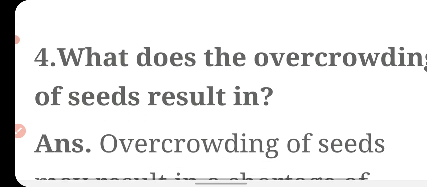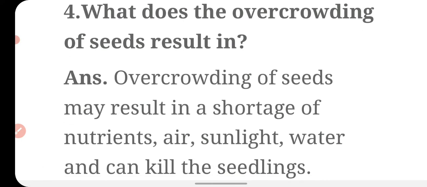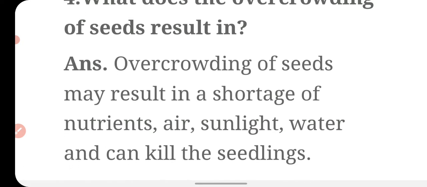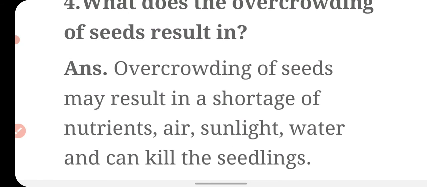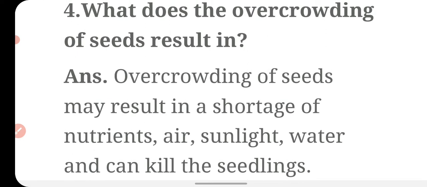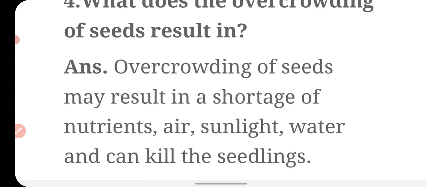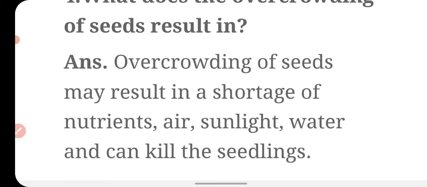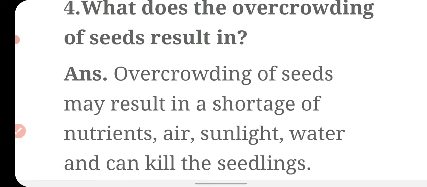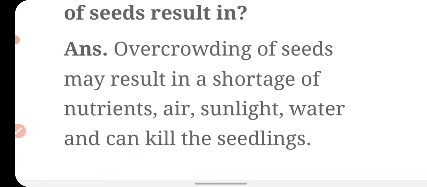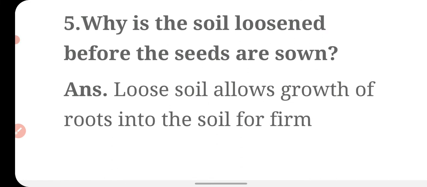Now the fourth question is, what does the overcrowding of seeds result in? Overcrowding of seeds may result in a shortage of nutrients, air, sunlight and water, and can kill the seedlings. As you know, if there are so many seeds at one place, then when they germinate, they will compete with each other for nutrients, air, sunlight and water, and in the competition the weaker seedlings will die.